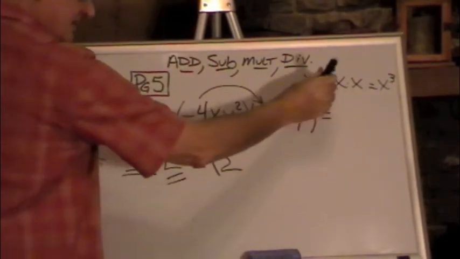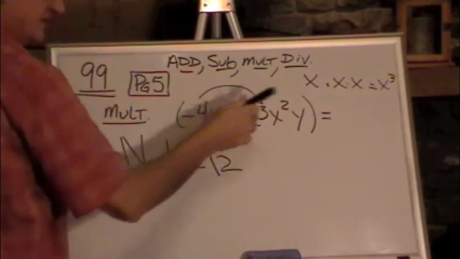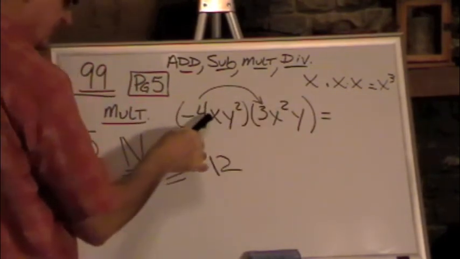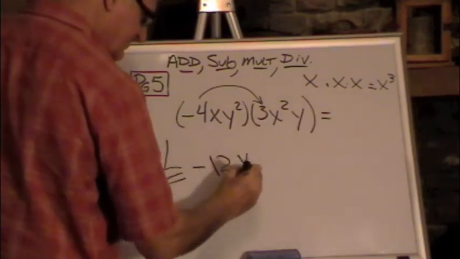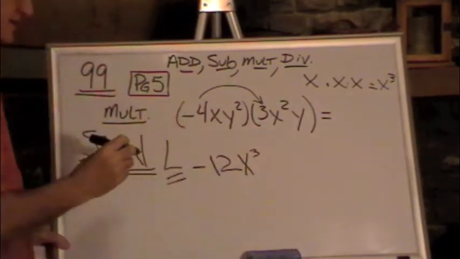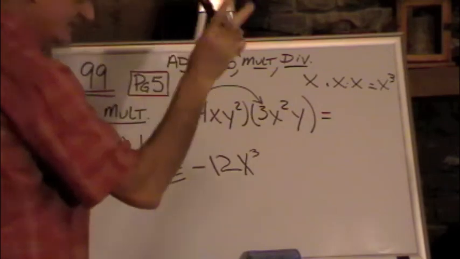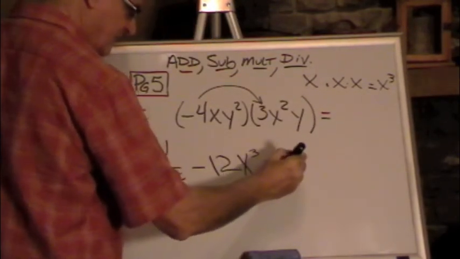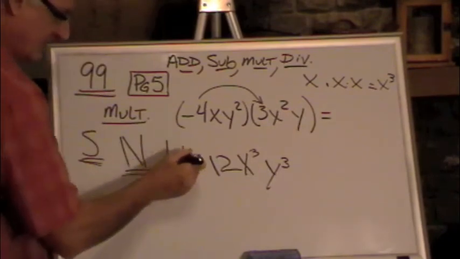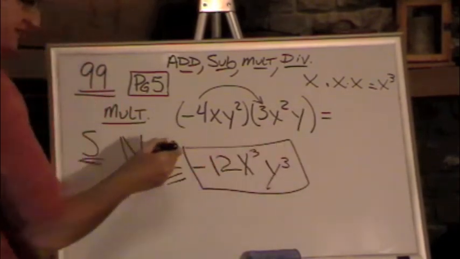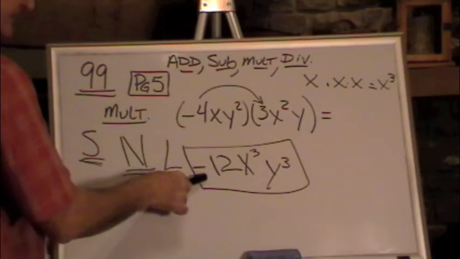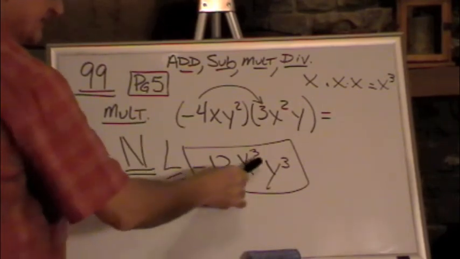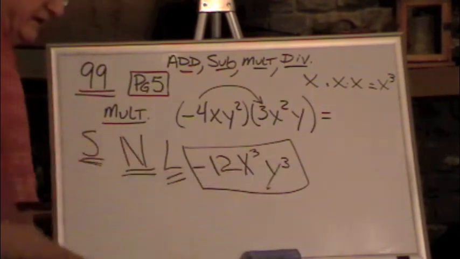That's 2 x's. And here's the first x over here. It's x to the 3. So that's 2 of these and 1 of those. You have x to the 3rd. How many y's do you have? There you go. How many here? Y to the 3rd. There you go. What you have is your answer. Negative sign, number is 12, and then the letters x to the 3, y to the 3.